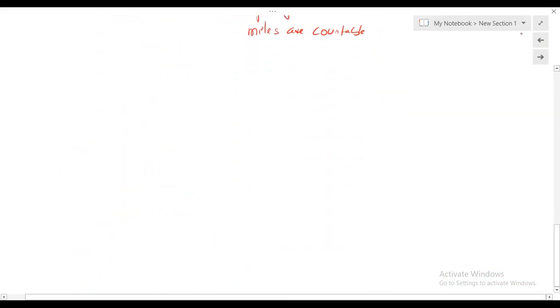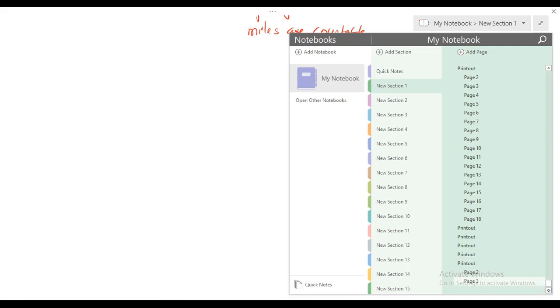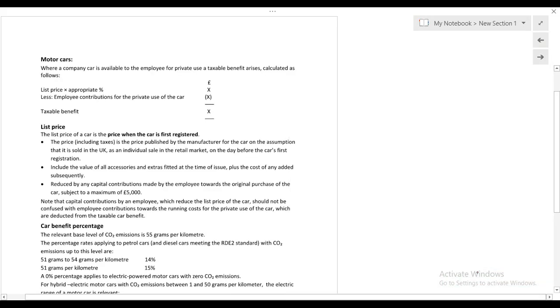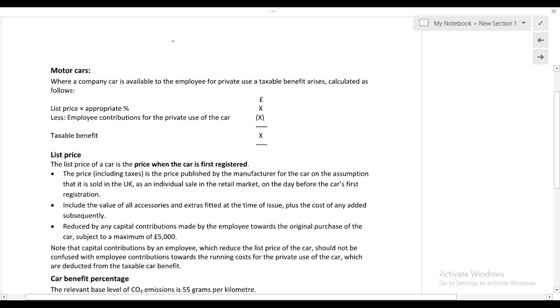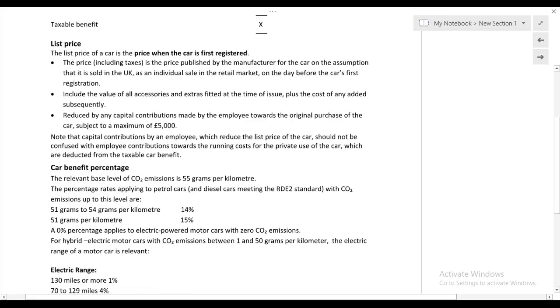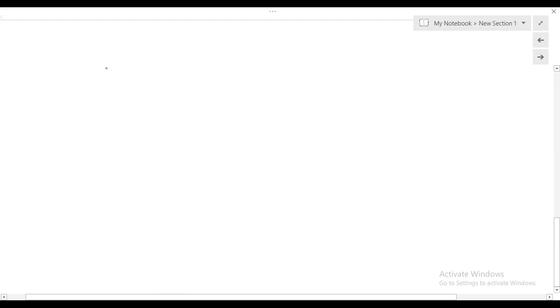Now let's go to another benefit. Now let's talk about the car benefit. Extremely important, I would say. Extremely important. Motor car benefit. Normally it comes in exam, especially in F6. How do we calculate car benefit? Let me explain this first.